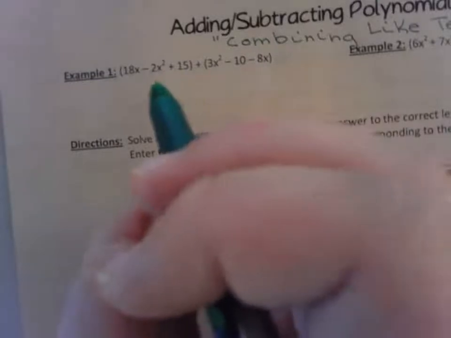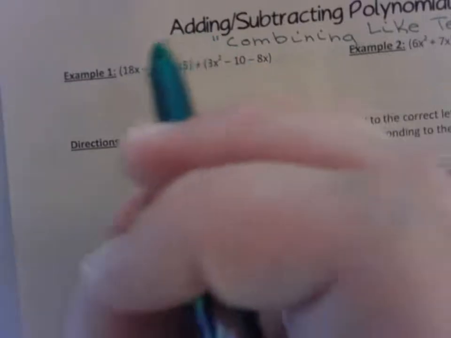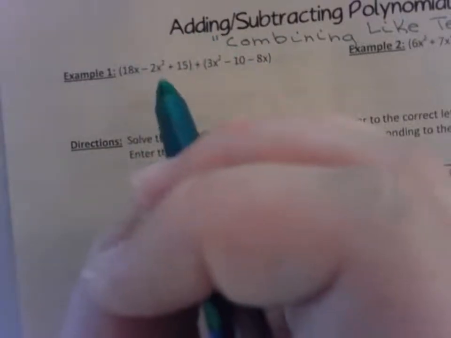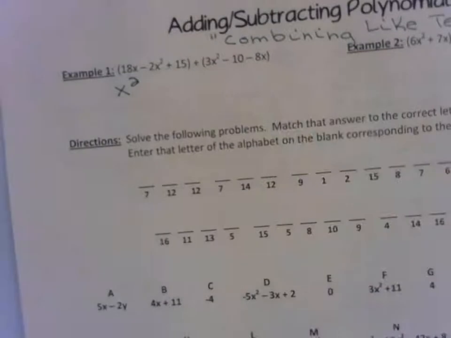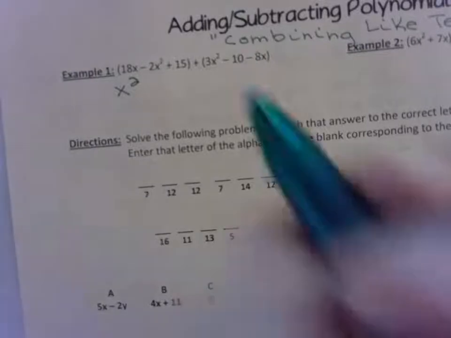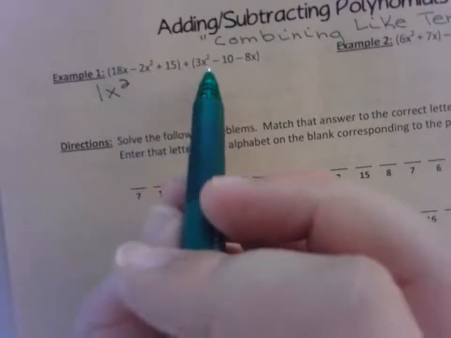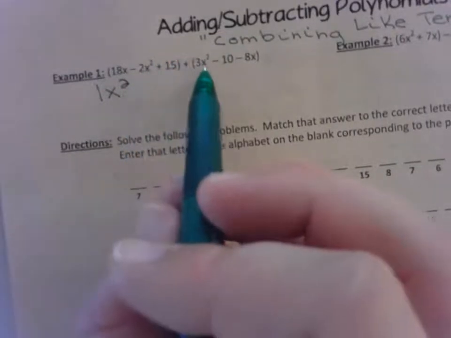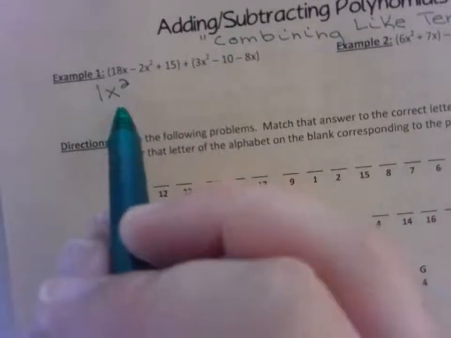so we are going to combine like terms. Start with your highest exponent. What's the highest exponent I notice? X squared. So as I look at the highest exponent, we're going to start with my x squared. Look at your x squareds. I have a negative 2x squared plus a 3x squared. You add the coefficients, negative 2 plus 3, that's a 1, and then you keep the x squared.